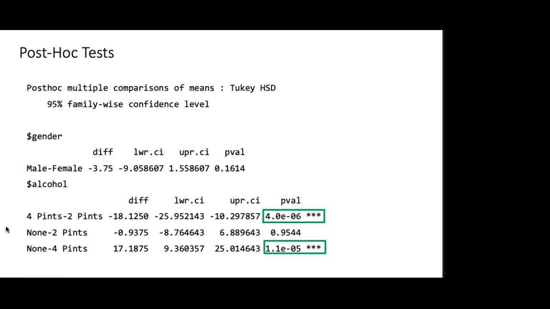And then you have the comparisons for alcohol, right? And there, because you have three levels, you have three comparisons, right? It's 4 versus 2, none versus 2, and none versus 4. And you can see that there's a significant difference between 2 versus 4 and none versus 4, but none versus 2 does not result in different attractiveness ratings. So it's actually really the 4 pints that appear to make the difference.